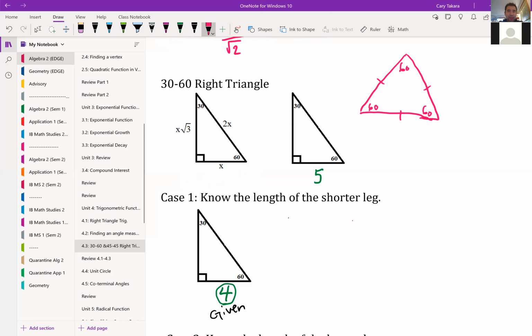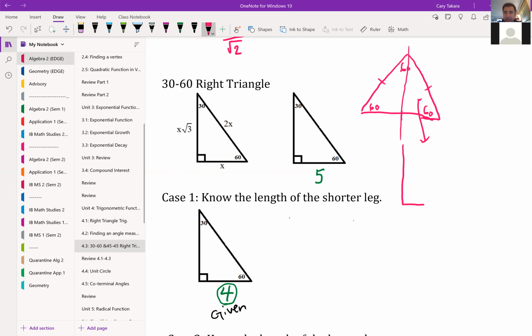That's an equilateral triangle. In other words, if one side is 10, the other side is 10, the other side is 10. If the side is 4, 4, 4, it's all the same length. Okay. Now, the 30-60 right triangle is coming from splitting the equilateral triangle right in half. And then you will have a 30-60 right triangle. Okay.